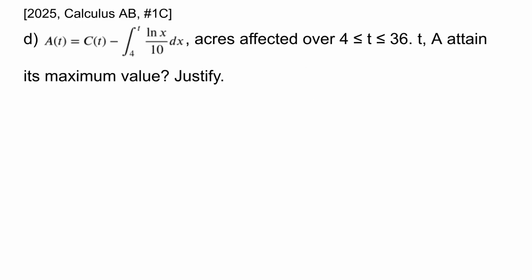At t equals 4, some remedial action is taken, and the number of acres affected for t equals 4 to 36 weeks is modeled by the function a of t equals c of t minus the integral from 4 to t of 1/10 the natural log of x dx. And we are asked to find the time t at which the function a will achieve its maximum value and to provide justification for that answer. First, we note that a prime of t is c prime of t minus the natural log of t all over 10.